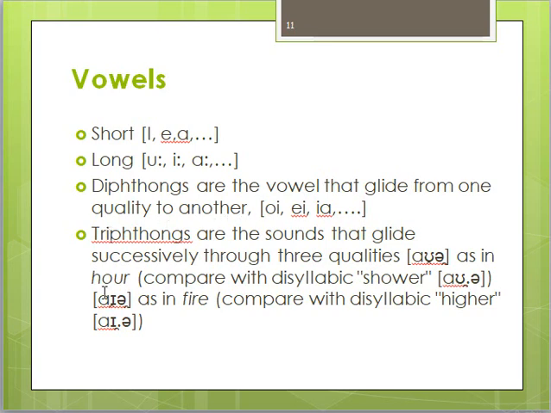You can see the examples and the vowel sounds here. The short ones like e, a; the long ones oo, e, a. Diphthongs like oi, gliding from one quality to another, oi, a, ia. Triphthongs, gliding through three qualities, through three vowels. For example here, shower, fire, and higher, and so on and so forth.